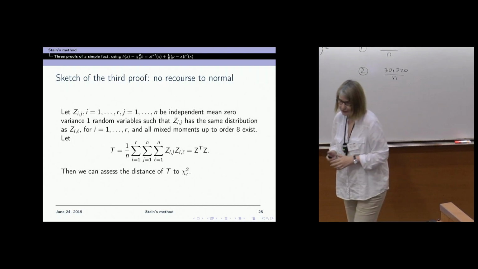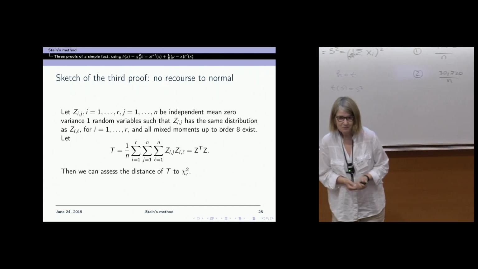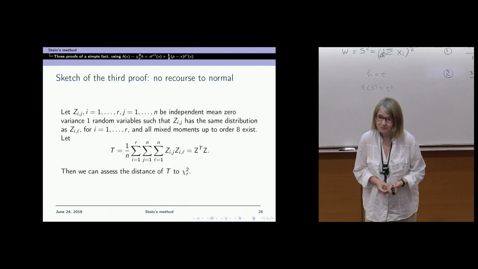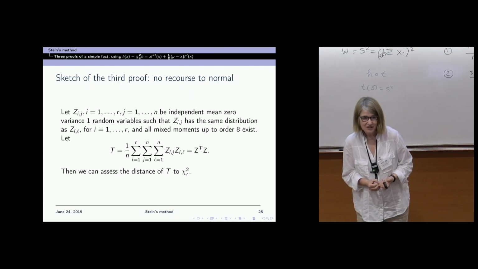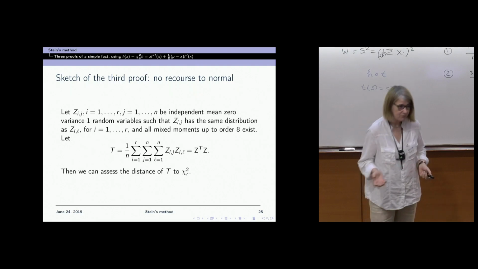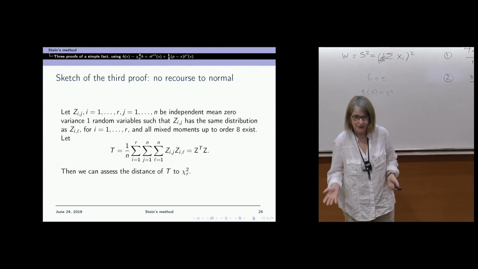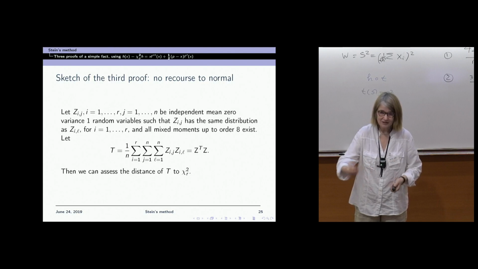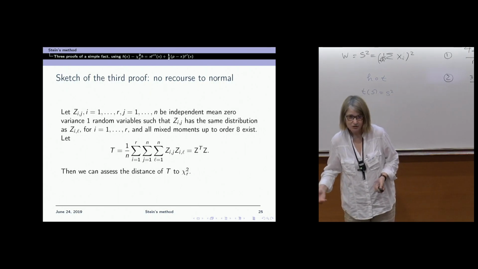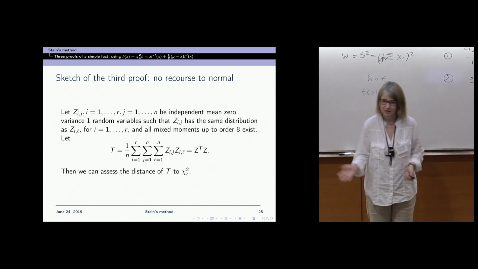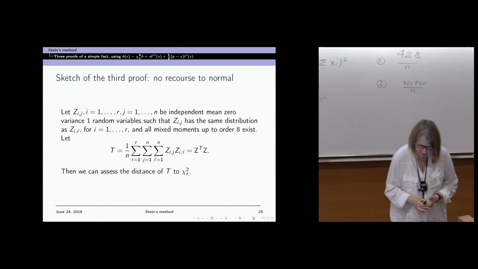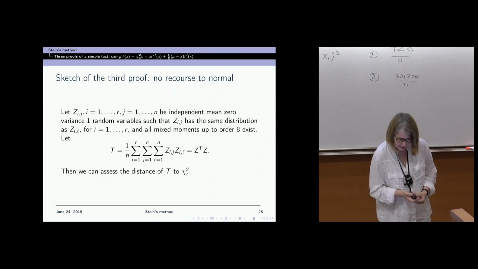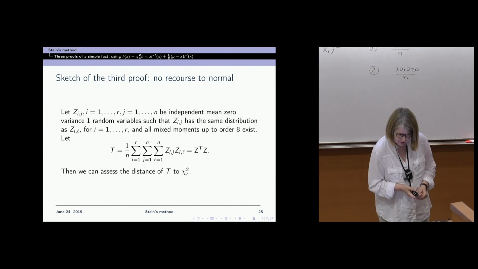So the first two proofs both went back to the normal approximation, right? And I said in the introduction, there are cases where chi-square approximation holds, but you don't have underlying normality. So using normal arguments seems to be somewhat morally wrong, although not mathematically incorrect. And so here's a proof where we don't have any recourse to normal.